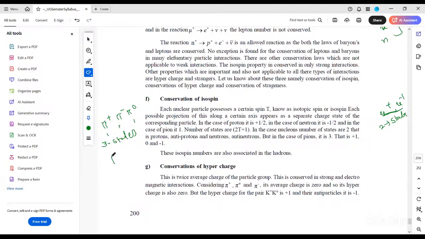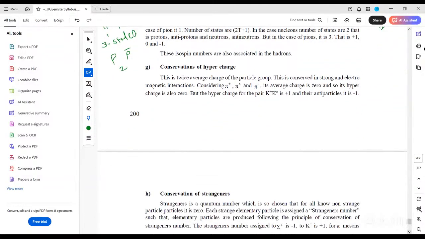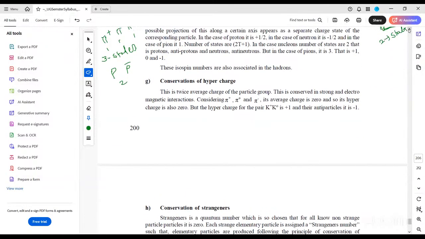Next I am taking proton, antiproton, 2 states. So conservation of spin, isospin means it shows the number of states of the element. The number of states of the element is calculated in this. Next, the last one is hypercharge. 2 more: hypercharge and strangeness. Hypercharge means this hypercharge is twice the average charge of the particle group. Suppose take K plus, K naught. Here the charge is +1, 0 + 1 gives 1. Suppose I took K minus, K naught, its charge becomes -1. So the overall conclusion is that hypercharge is twice that of the particle charge.